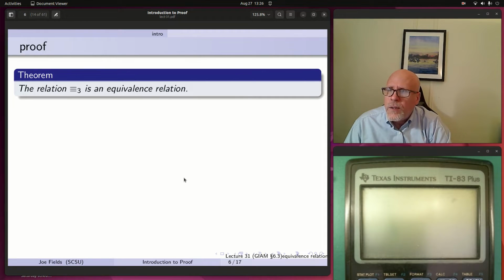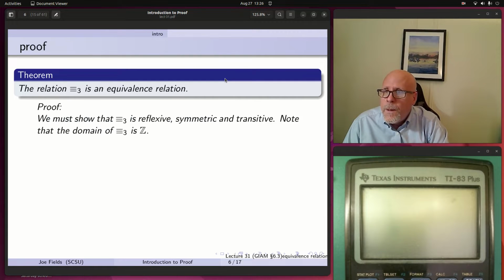All right, so we'll start off with the formal theorem statement, which is pretty easy. We're just claiming that equivalence mod 3 is an equivalence relation. The fact that I call it equivalence mod 3 is sort of foreshadowing that indeed it is an equivalence relation. Maybe it would have been better to just use a generic R there rather than the usual symbol, but here we're stuck with it now.